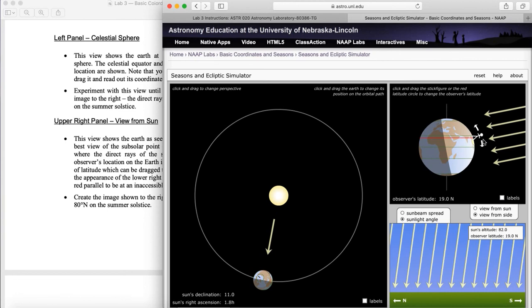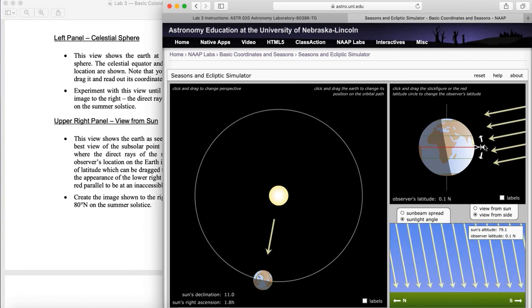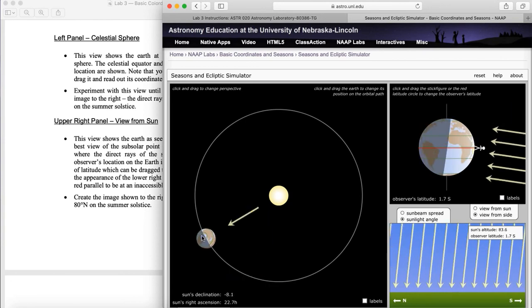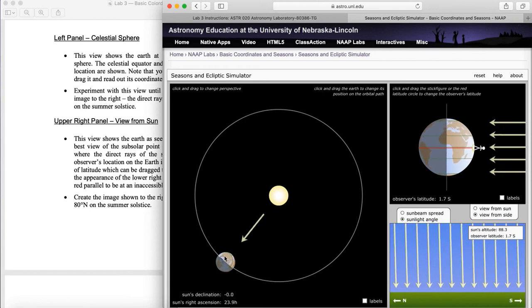I think I saw them on a line. Anyway, so here they are. Now they're actually at the equator. There they are. Okay. And then if we get to the equinox, it should occur here in the orbit. So that's, let's see. So not quite.